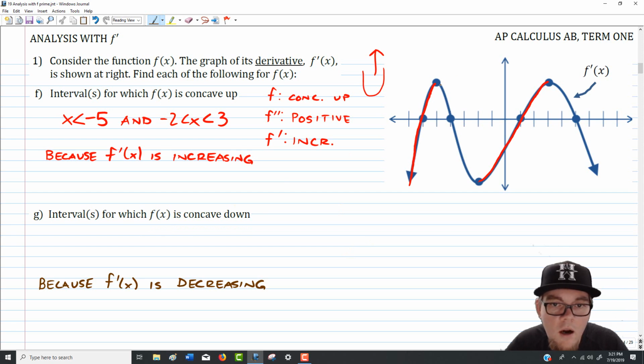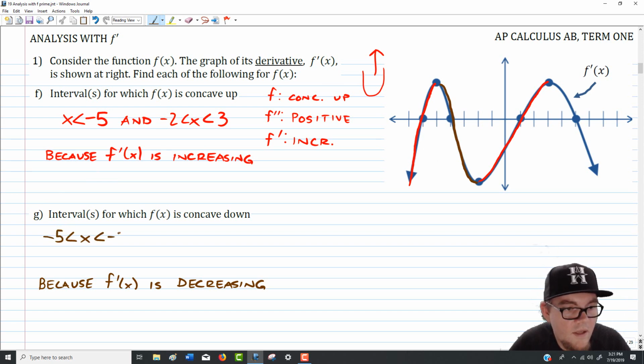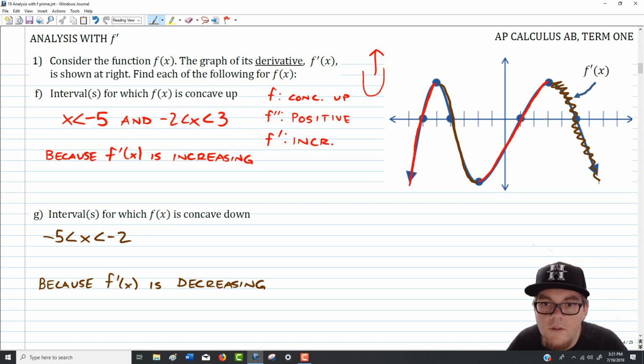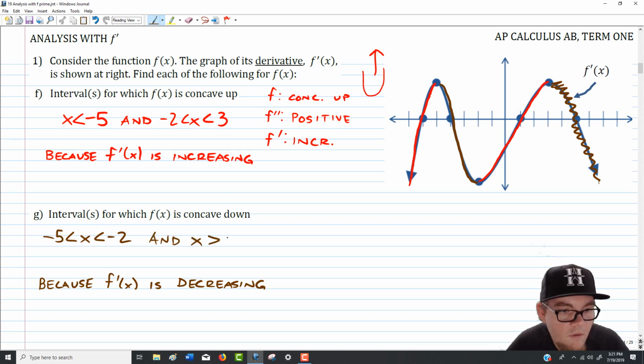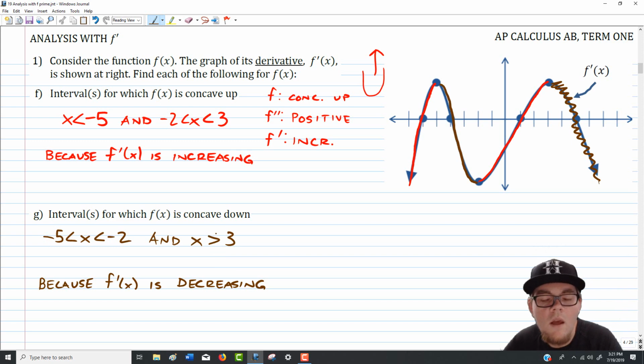So looking up there, our intervals, we're going to have one go right there. In fact, that one is going to be, it looks like, from -5 less than x less than -2. And then our second one is right over here. That one starts at, I think, 3. So, x greater than 3. So with that said, we've now seen exactly how we can determine where a function f is concave down or concave up using its derivative graph.